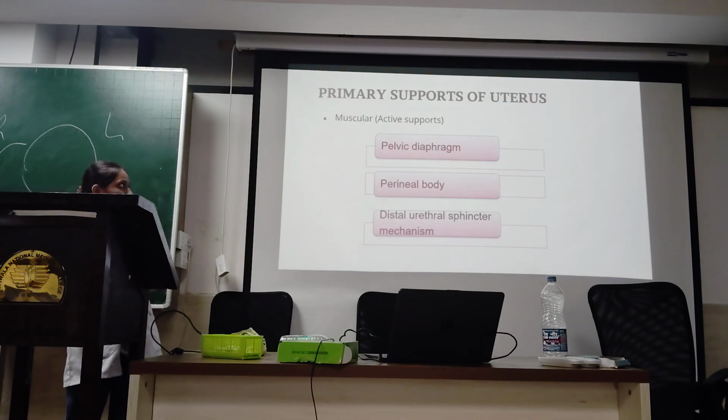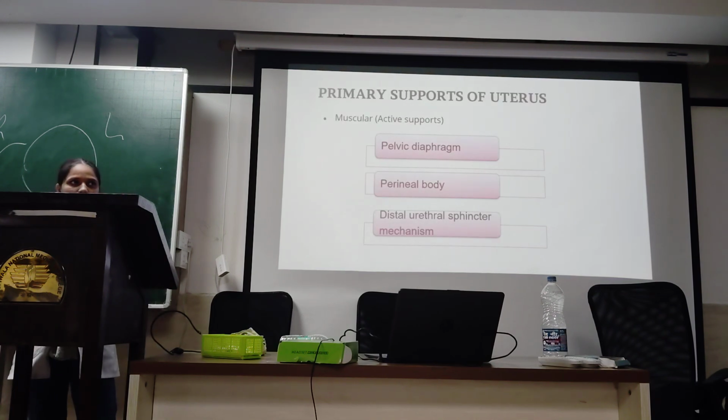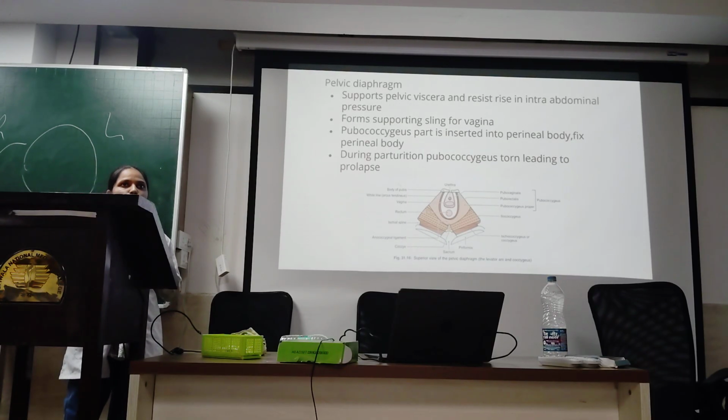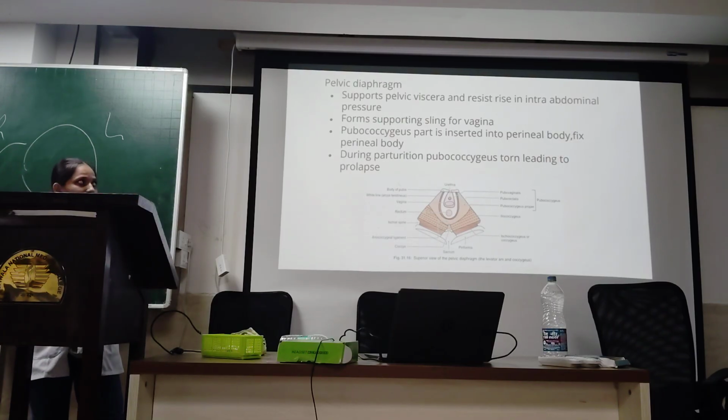The primary support of the uterus is mainly muscular, and includes the pelvic diaphragm, perineal body, and the distal urethral sphincter mechanism. Let's see about the pelvic diaphragm. The pelvic diaphragm forms the floor of the pelvis, supports the pelvic viscera and resists rise in intra-abdominal pressure. And it forms the supporting slings for the vagina.